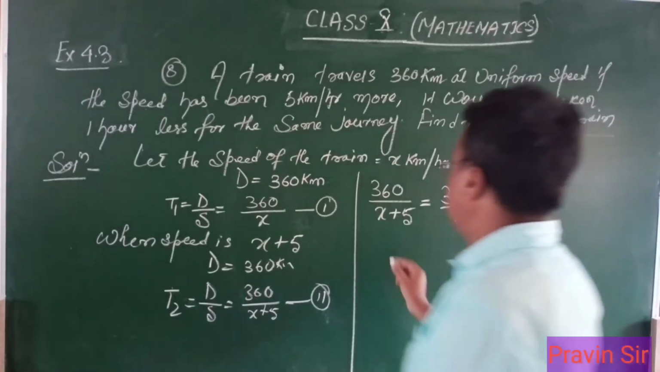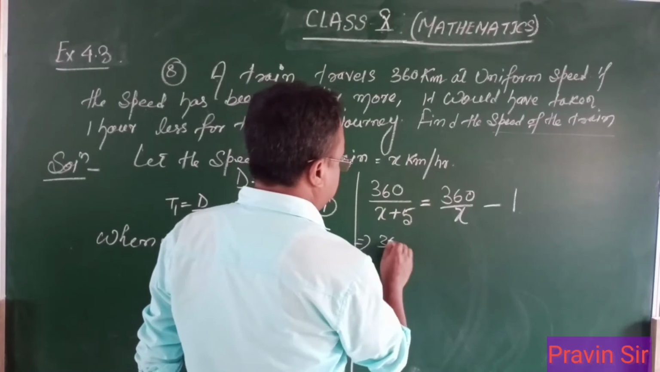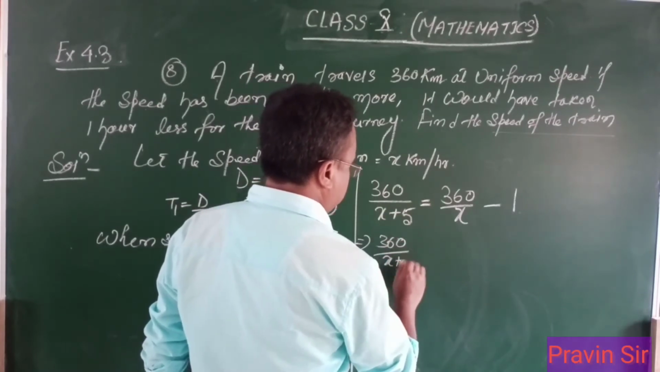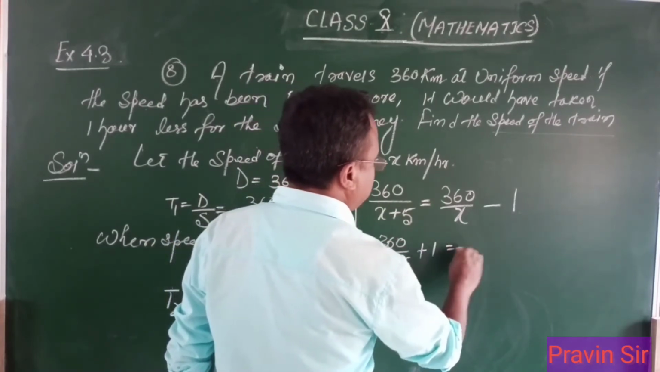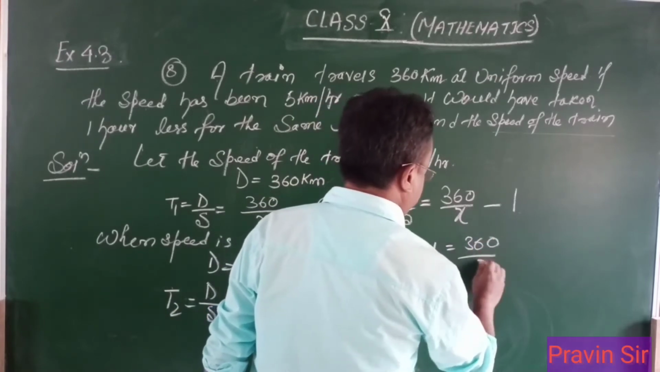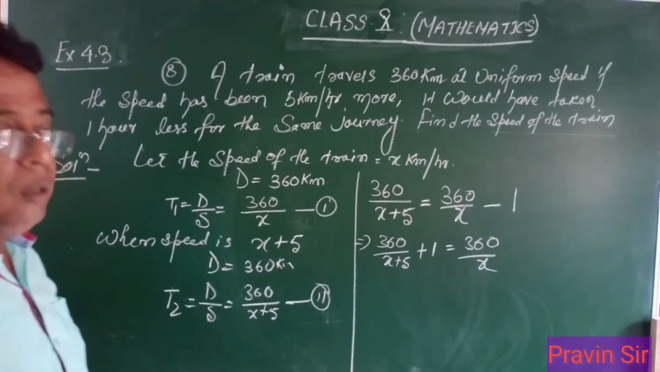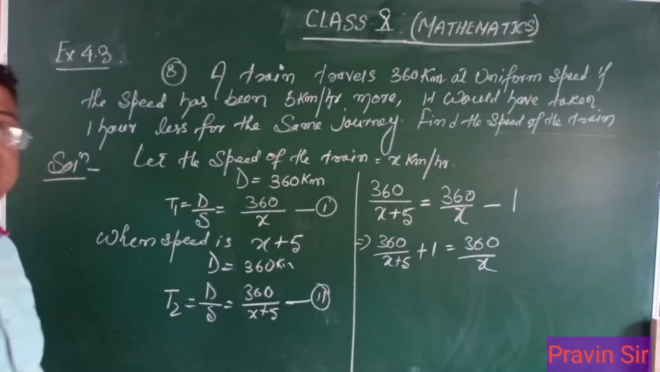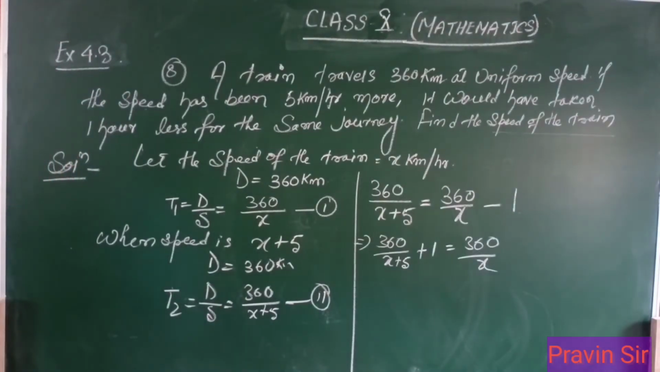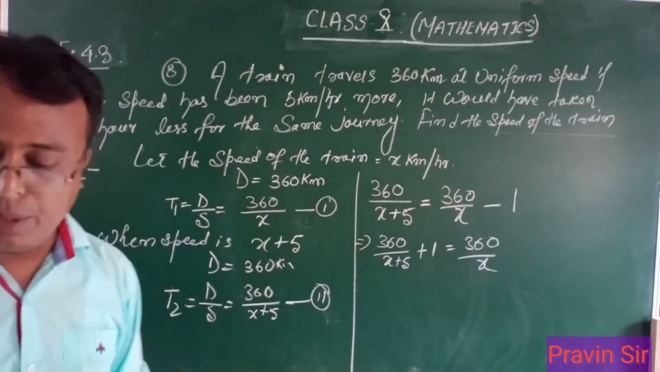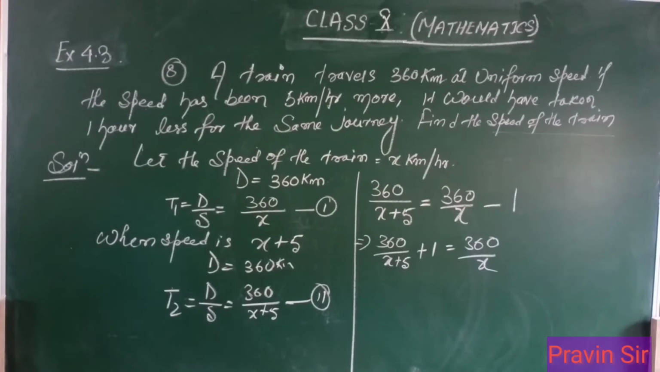Okay, now it implies 360 by x plus 5, this is plus 1, is equal to 360 by x. Now we have to simplify this one, and after that we will get a quadratic equation, and after that we will solve this quadratic equation and we will get our answer, that is the speed of the train. So let us do this question.